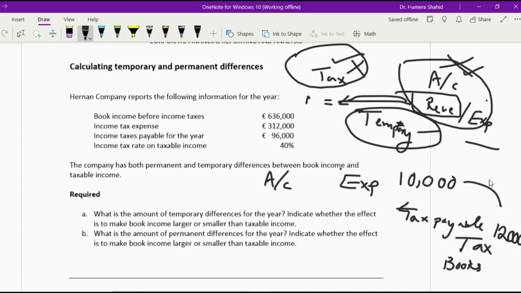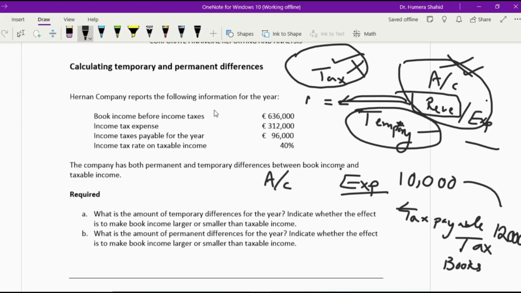This is going to be a temporary difference if it affects the accounting books in one period and the tax books in another period. It will be a permanent difference if it is never going to affect one of the statements. So in this question some information is given to us, and based on that we need to figure out what is the amount of the permanent difference and what is the amount of the temporary difference. So let's read it out.